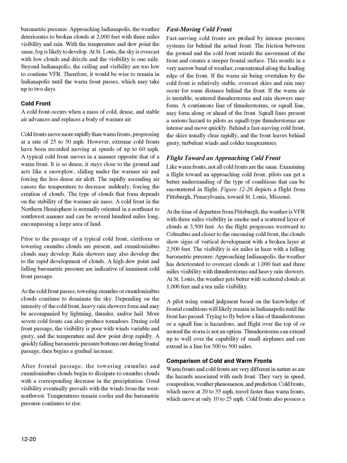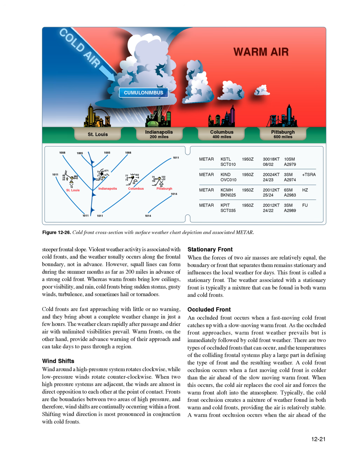Cold fronts also possess a steeper frontal slope. Violent weather activity is associated with cold fronts, and the weather usually occurs along the frontal boundary, not in advance. However, squall lines can form during the summer months as far as 200 miles in advance of a strong cold front. Whereas warm fronts bring low ceilings, poor visibility, and rain, cold fronts bring sudden storms, gusty winds, turbulence, and sometimes hail or tornadoes.